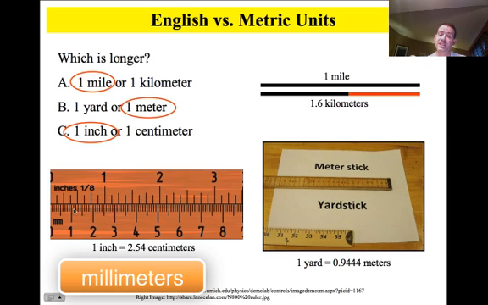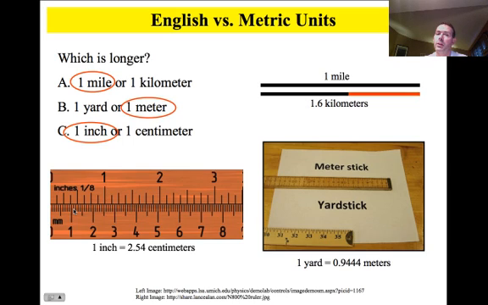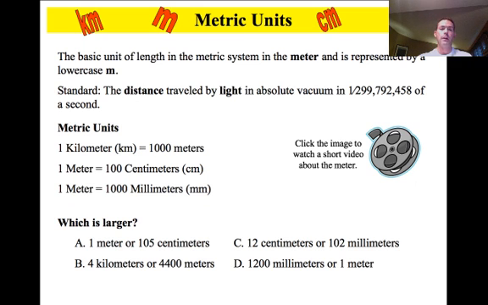But the cool thing about metrics, it's always based on 10. So if I said, how many millimeters in a centimeter? You could always guess 10, and you'd be right. All right, the basic unit of length in the metric system is the meter. Whenever you write it as an abbreviation, it's a lowercase m. The distance traveled by light in a vacuum, broken down into little parts, is a meter. Metric units: 1 kilometer is 1,000 meters.